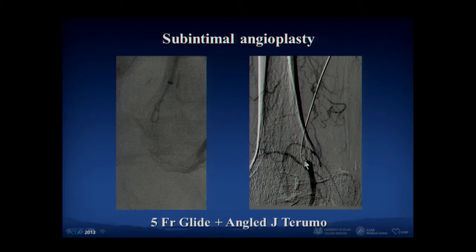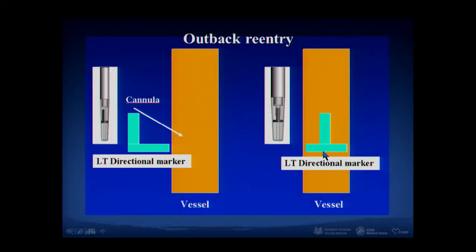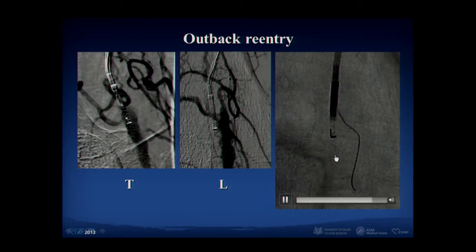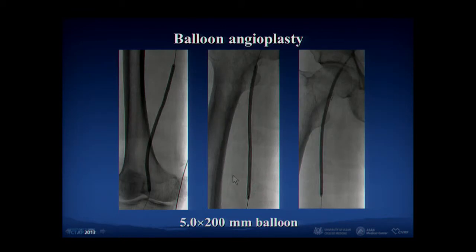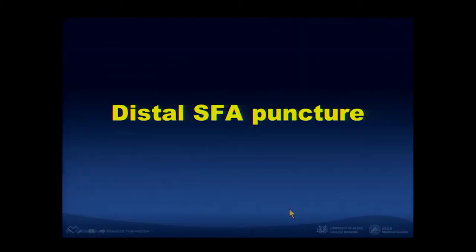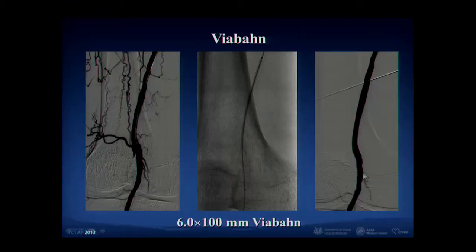So at this point, we tried the Outback reentry device. As you know, the L-shape and T-shape are very important to make a good adjustment. So the T-shape and L-shape were made, and then we just pushed the wire. The wire easily went down, and balloon angioplasty was done. There was some haziness at this point, so we put a bypass stent here. So we achieved a good result. This is a straightforward case of the reentry device.